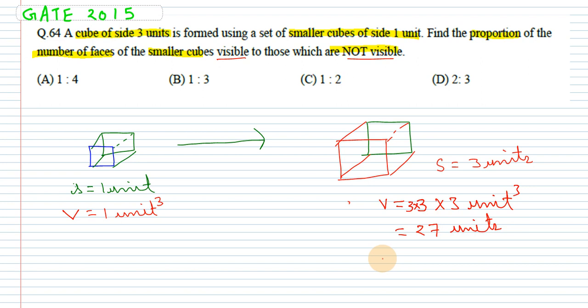It means what? There will be 27 smaller cubes over here, which are used to form this big cube. So 27 smaller cubes are used to make this cube, which has a side of 3 units. Okay.